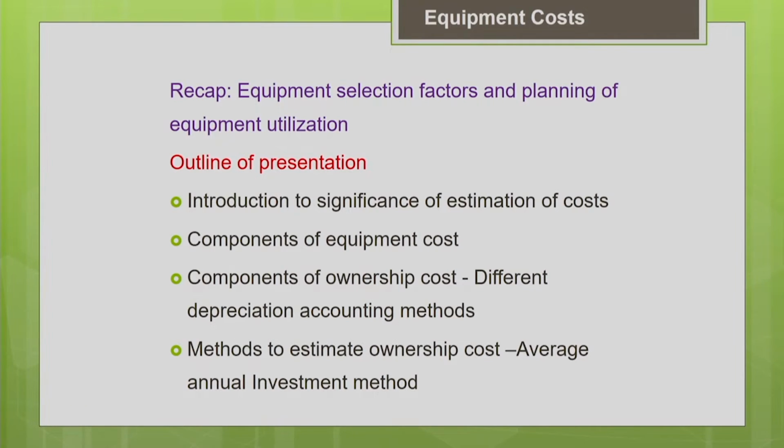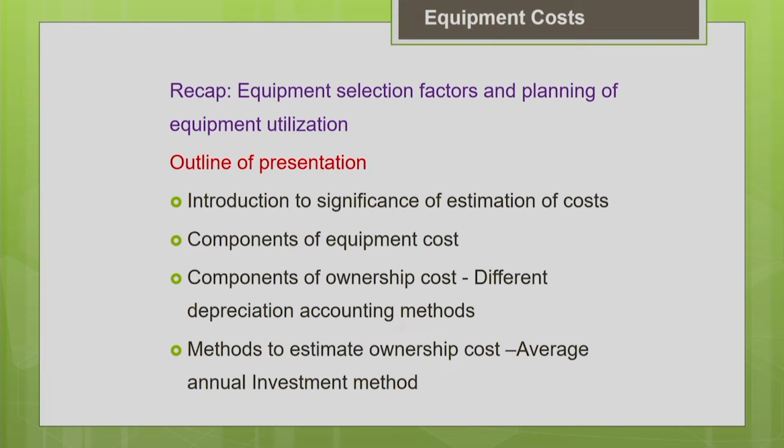In this lecture, we will be discussing the equipment cost estimation. Specifically, we will be discussing the ownership cost estimation using the average annual investment method. Let us have a recap of what we learnt in lecture 1. In lecture 1, we discussed the planning process of equipment, highlighting the equipment selection factors and planning of the equipment utilization using the equipment loading diagram.